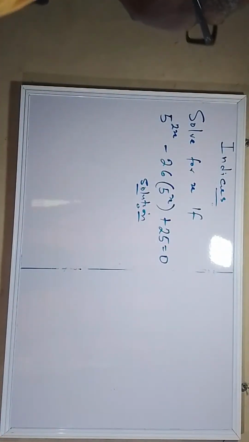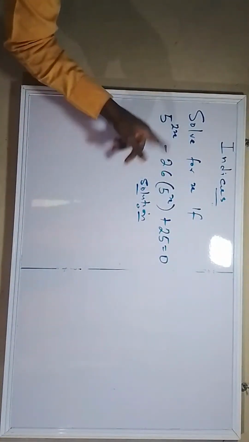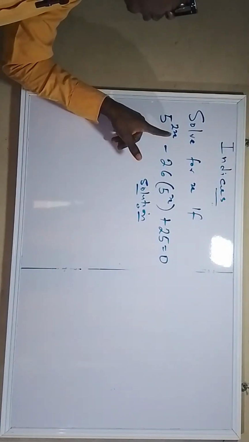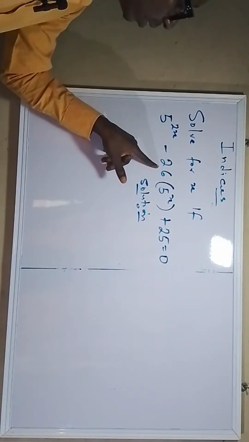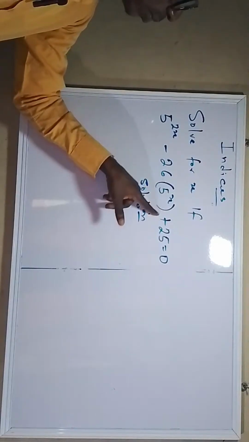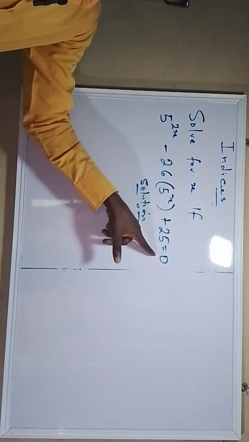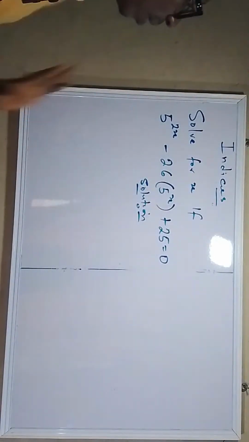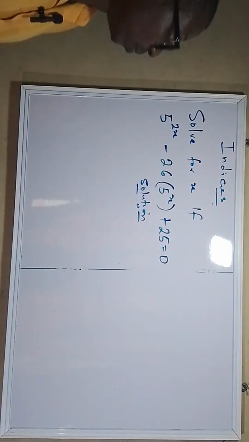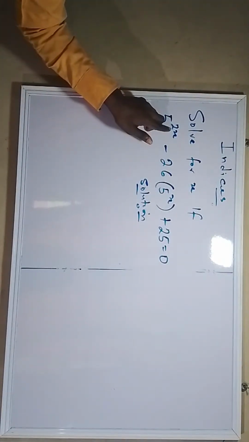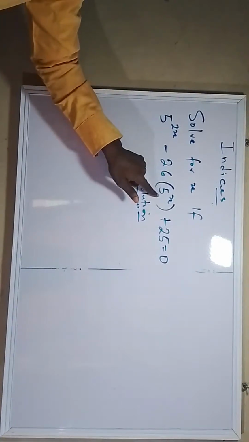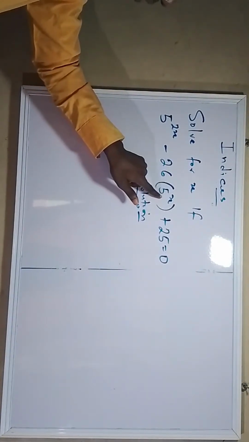Okay, now you have to solve for x. If 5 raised to the power of 2x minus 26 times 5 raised to the power of x plus 25 equals 0, how do we go about this question? What comes to mind is to look at this exponential. Now look at what I have here. I have 5 raised to the power of x.